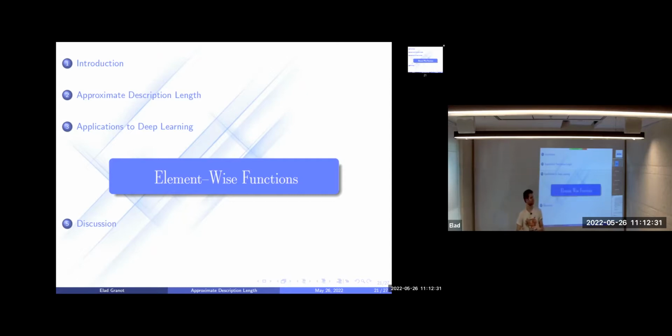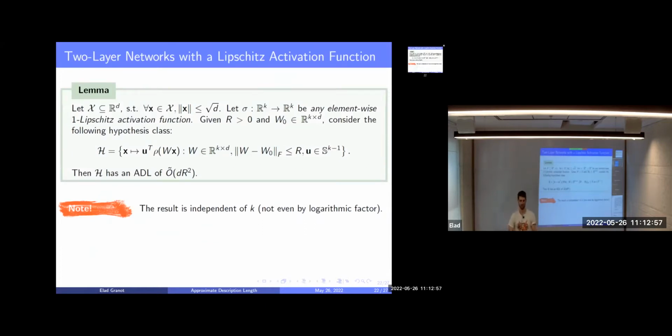And for the third result, for the second application, we wanted to see, okay, maybe we couldn't show a tight result for any element-wise Lipschitz function, but maybe for the simple case of two layers, we can say something nice. Indeed, the following lemma states that at least for a two layer network, we can show the same bound that we want for any element-wise Lipschitz function. So this one does include ReLU and whatever other function you use. So for a two layer network, we can show a tight bound.